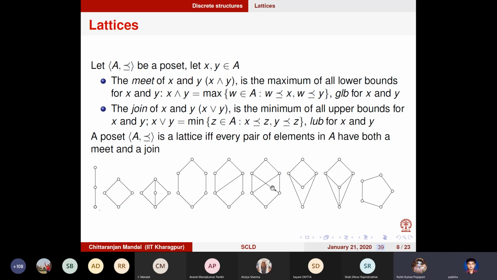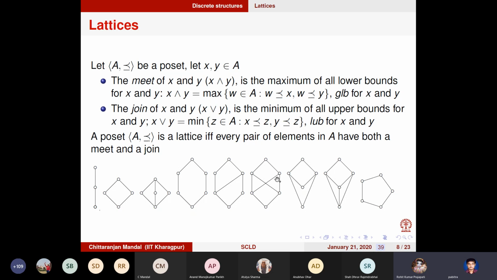What about the sixth one? Does every pair of points have a meet and a join? Not a lattice. The sixth one is not a lattice. Which pair does not have a meet or a join? The upper two points. Upper two points. So this point and this point.